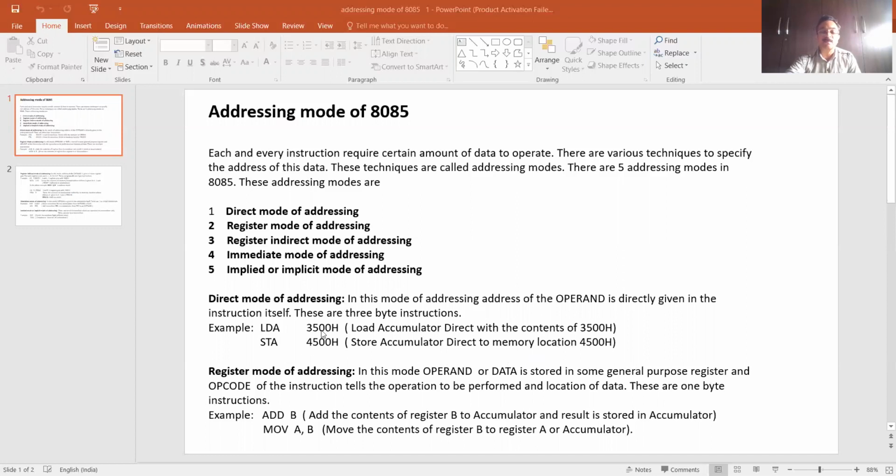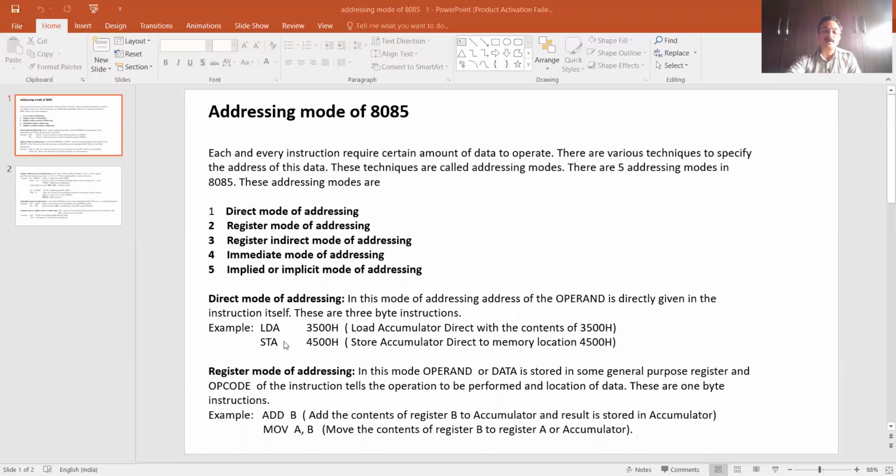Now in both these examples, since the addresses are directly given in the instruction, these are examples of direct mode of addressing. Now the second addressing mode is register mode of addressing. Again here also, from the name it is clear that register mode of addressing is the addressing mode in which the operand is stored in some general purpose register or in the accumulator.